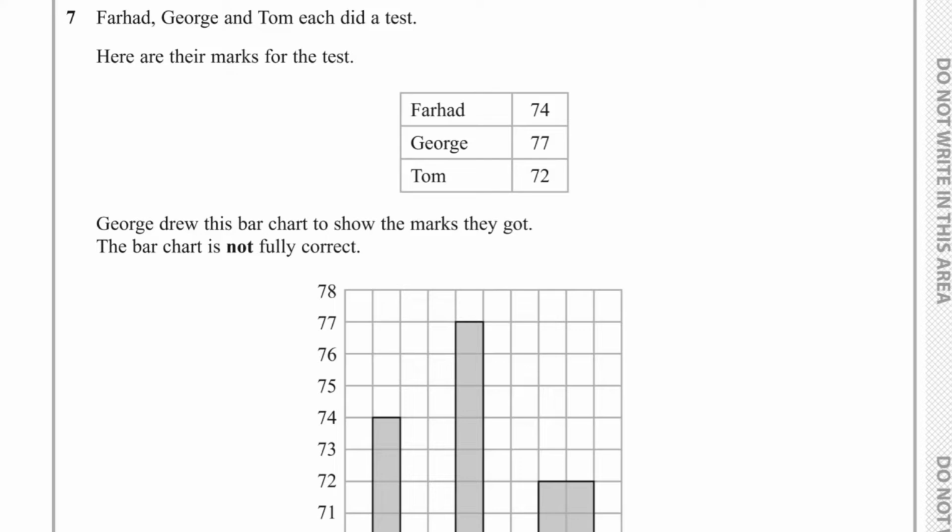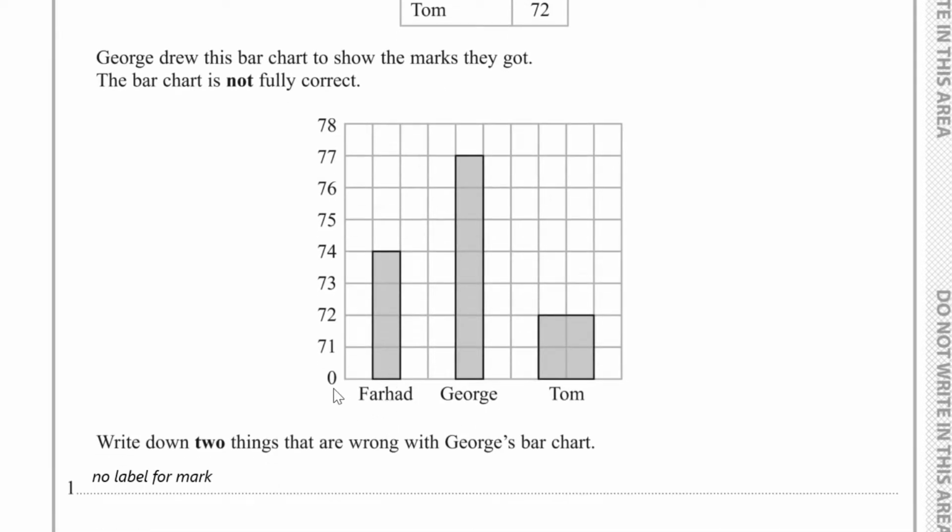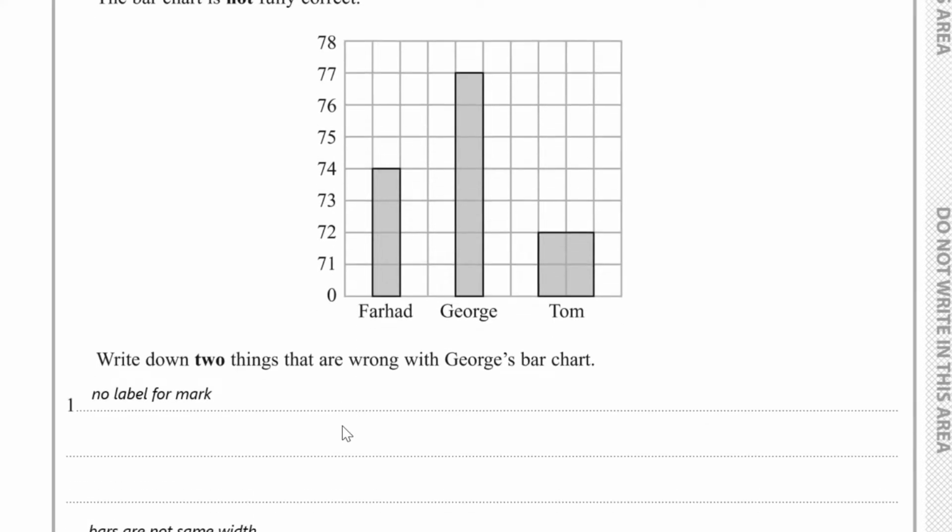Question 7. Farhad, George and Tom each did a test, and we've got their marks shown here. So Farhad scored 74, George scored 77 and Tom scored 72, and George drew this bar chart to show the marks they got, and the bar chart is not fully correct. So what we have to do in this question is identify the two things that are wrong with the bar chart. First of all, there's no label for the vertical axis, the mark, and the second thing is that the bars are not the same width.